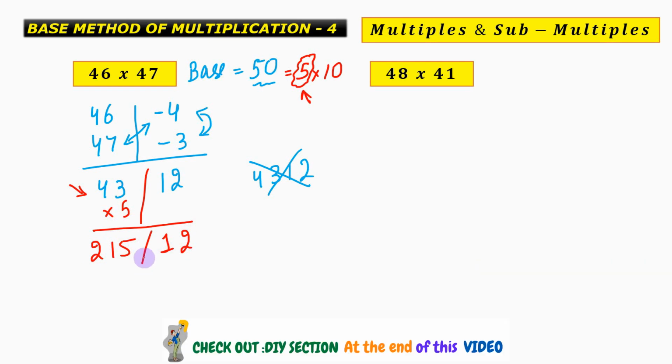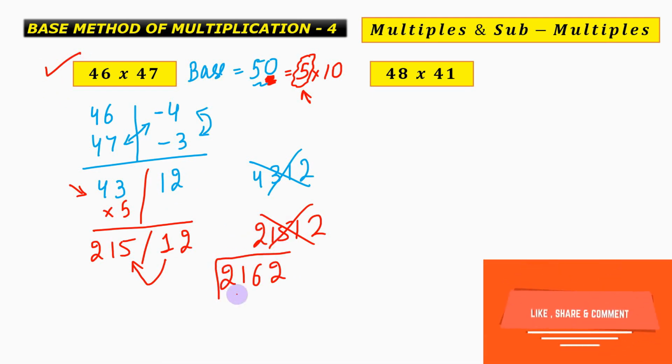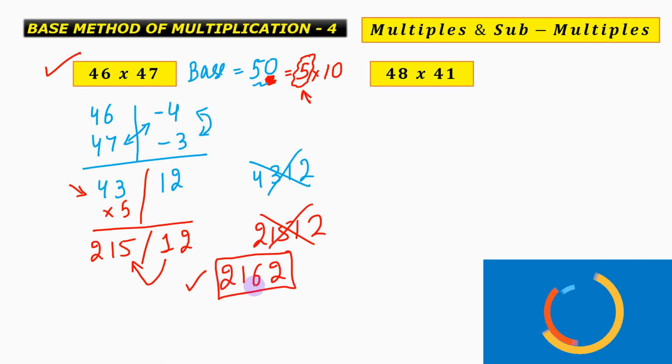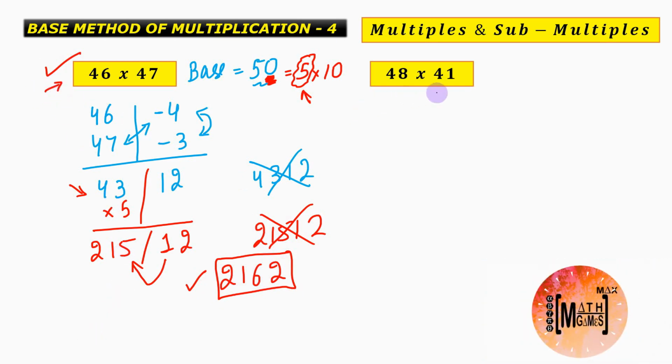But again, do not write your answer as 21512 because that would be wrong. The reason is that this is a base 50 and it has only one 0 in the end. So this will be a single digit number, which simply implies that this 1 will get carried over and hence the answer will be 2162. Therefore, we can say that 46 into 47 is equal to 2162, and that is the answer for this question. Now, let us check out the other question.